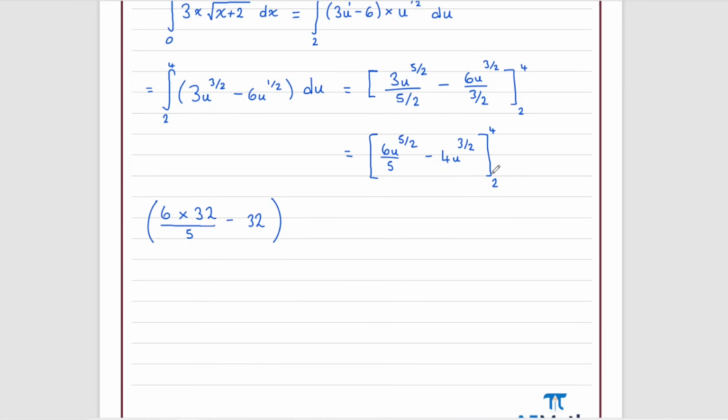We now just repeat this with the lower limit, which isn't quite as easy to work with. So now we minus here. I've got 6 lots of 2 to the power of 5 over 2. So obviously what I'm going to do here is take the square root of 2, which is not quite as straightforward as what we had for the upper limit. So I've got 6 lots here.